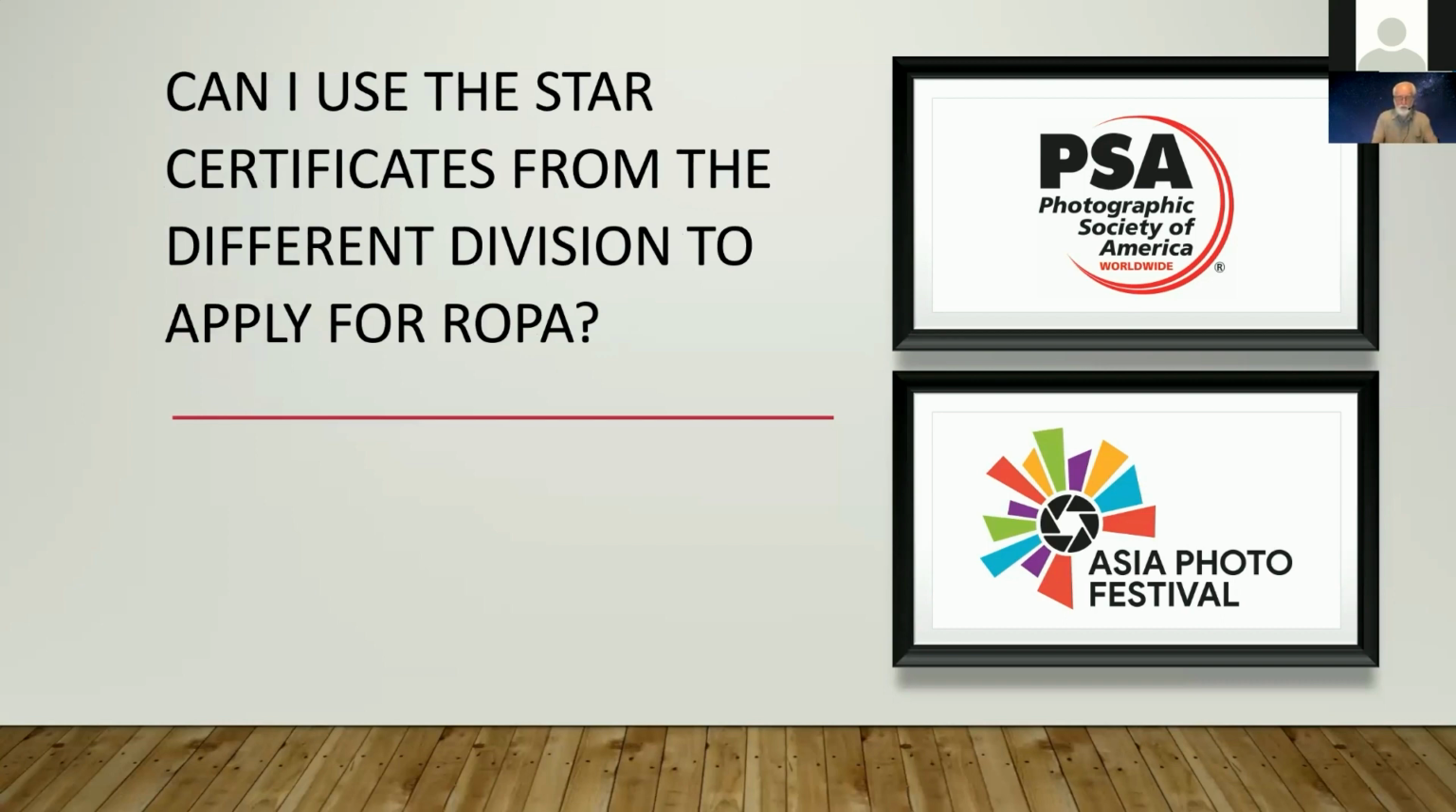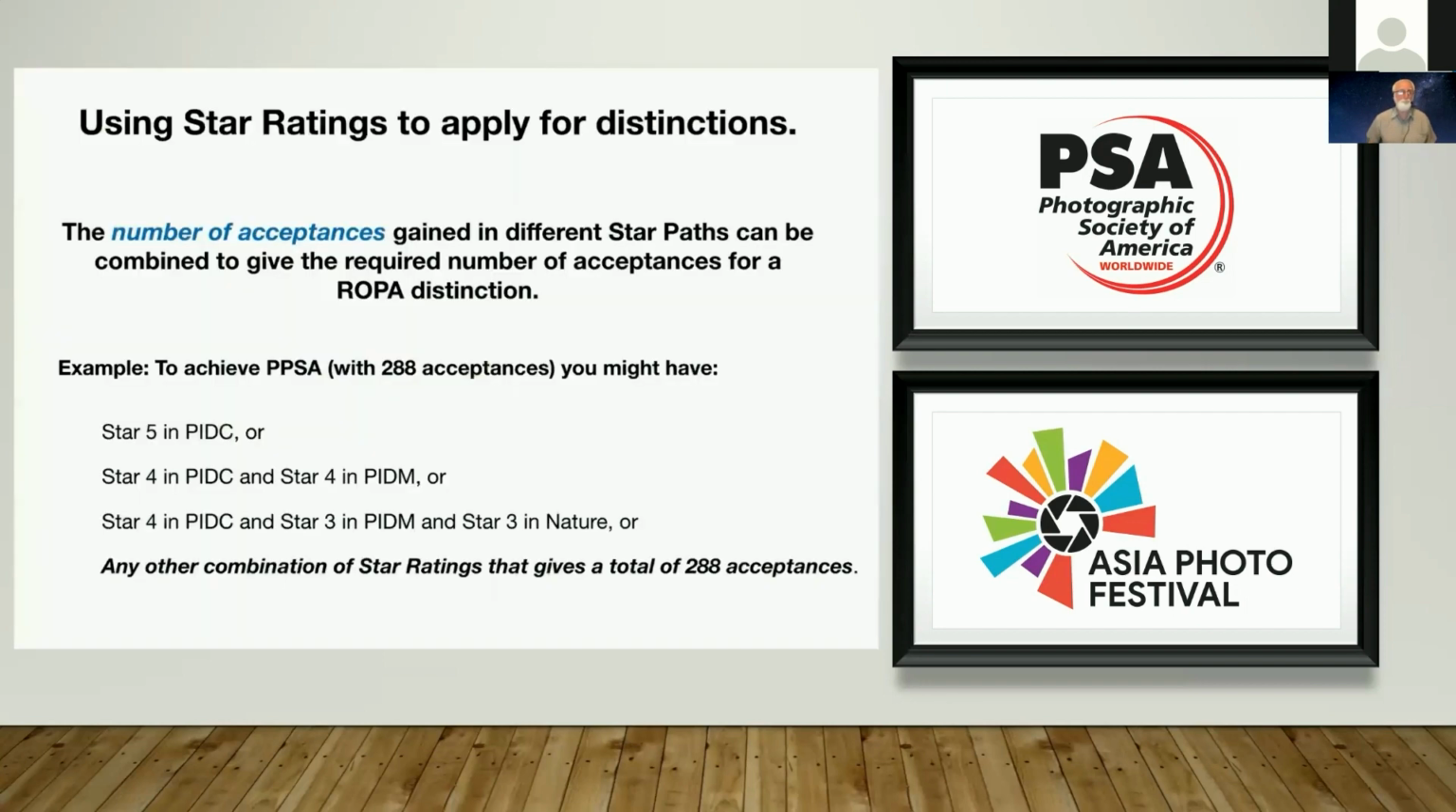The answer to this is yes. As I was saying before, once you get your star rating certificates, what becomes important is the total number of acceptances on those certificates, and you can use a combination of certificates from different divisions to get the total number of acceptances you need for your ROPA distinctions. So you can combine the total number of acceptances to get the distinction.